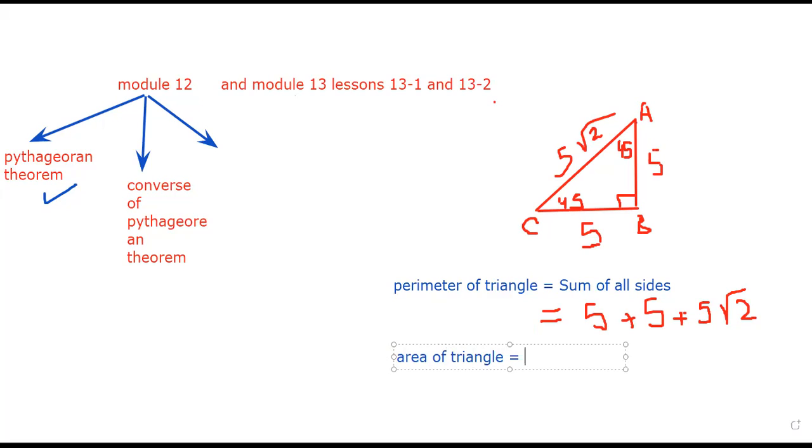Area of triangle equals what, grade 8? Half base times height. Half base times height.